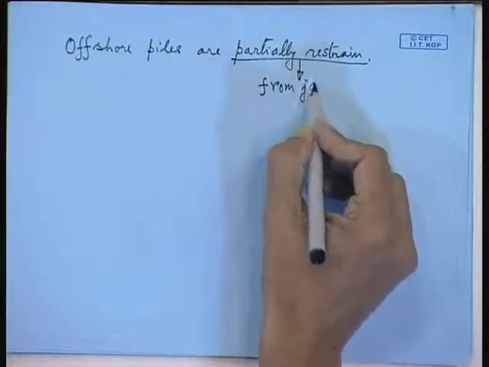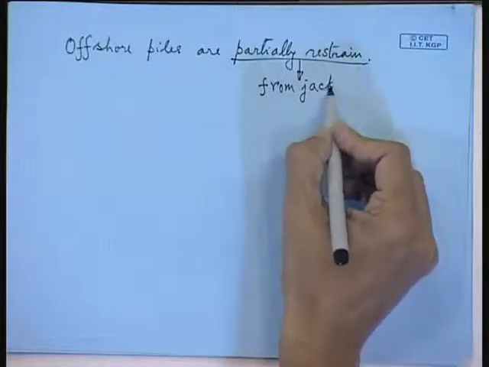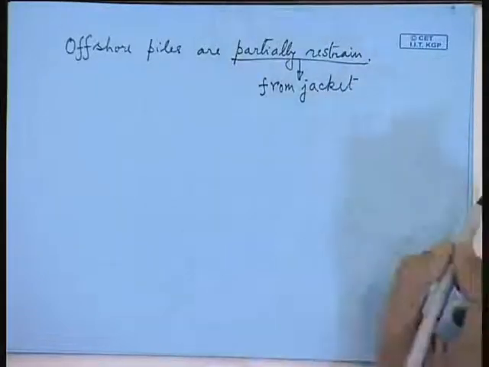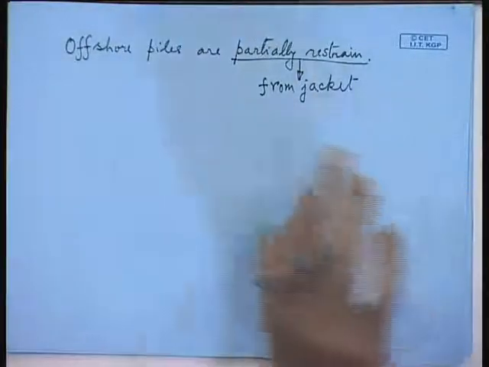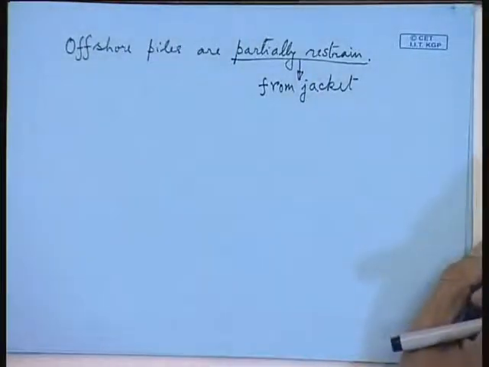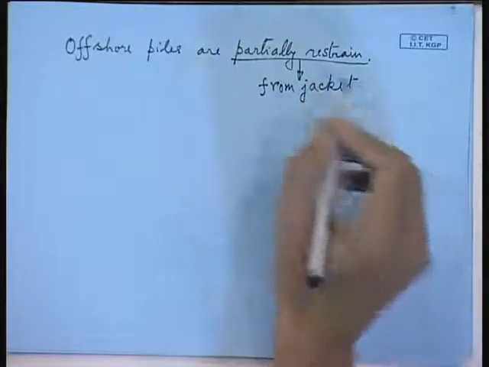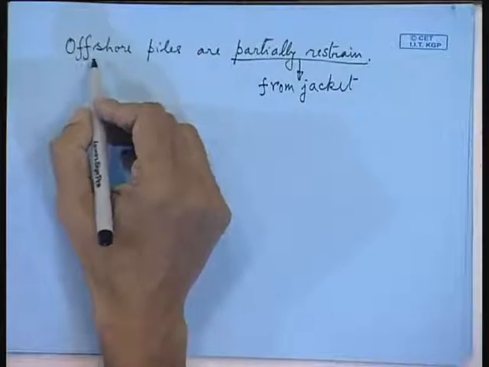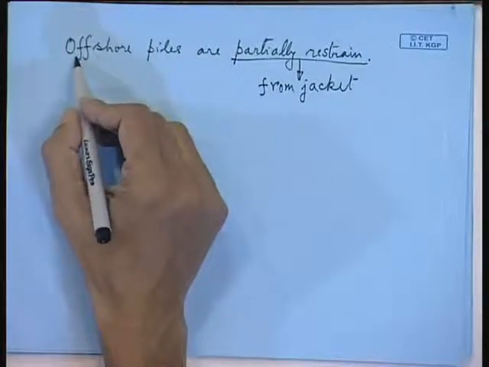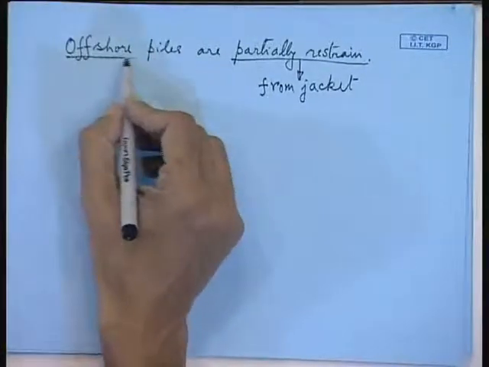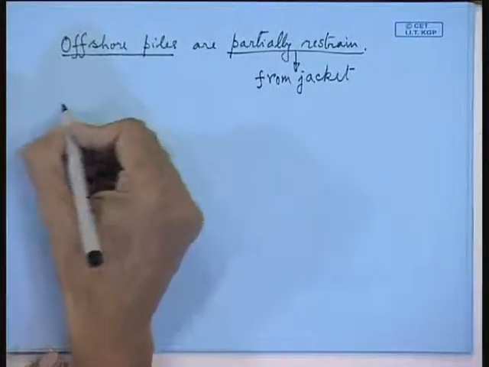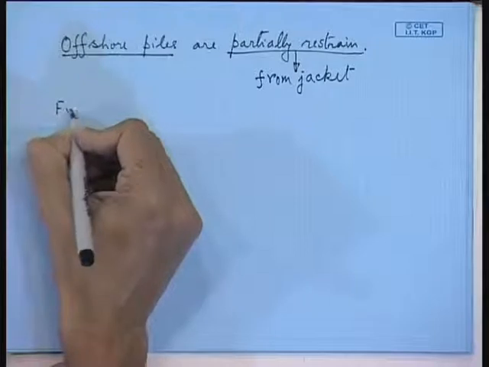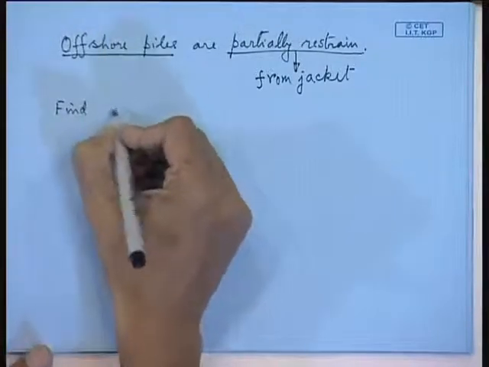Now, the jacket is giving you the restraint, that is limiting the horizontal displacement and rotation. So, that is where your restraint is coming from. So, this is coming from offshore piles. Now, we have to find out this, find deflection.